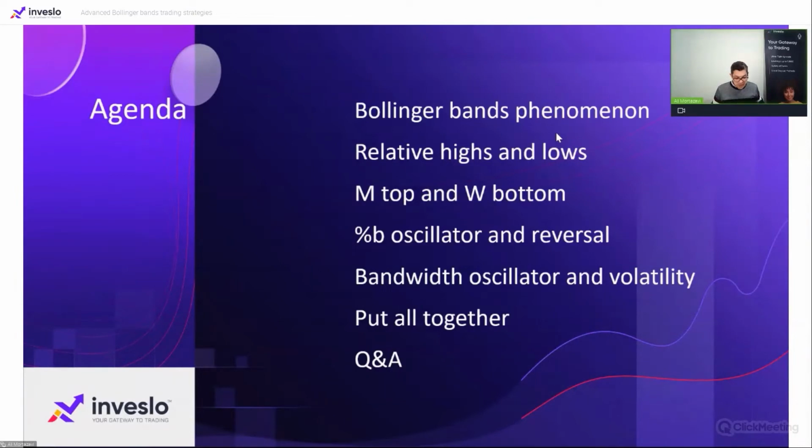Okay, and to make it easier for you, I'm going to introduce you to two oscillators which are also created with Mr. Bollinger to make it very clear and very easy to use. That's the percent B oscillator and bandwidth oscillator. If you have heard about them or you have been using them for some time, please let me know, because that would be very exciting, and that would give me a clue how much to go through the details for that.